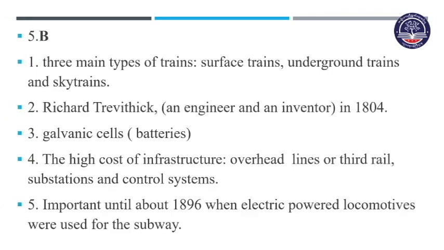Let's check the answer back for the exercise B. Number 1, 3 main types of trains: surface trains, underground trains, and skytrains. Number 2, Richard Trevithick, an engineer and an inventor in 1804. Number 3, galvanic cells battery. Number 4, the high cost of infrastructure, overhead lines or third rails, substations and control systems. Number 5, important until about 1896, when electric power locomotives were used for the subway.